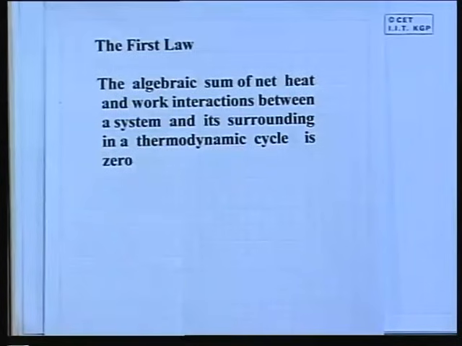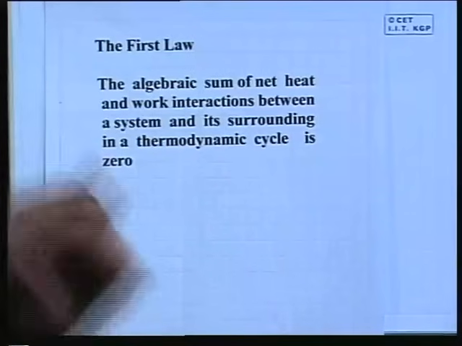The first law is that the algebraic sum of work and heat interactions, the net work and heat interactions, in a cyclic process by a system with its surroundings is zero. Today it appears to be common sense, because in a cyclic process, when a system comes back to its initial state, all the energy interactions have to be zero.